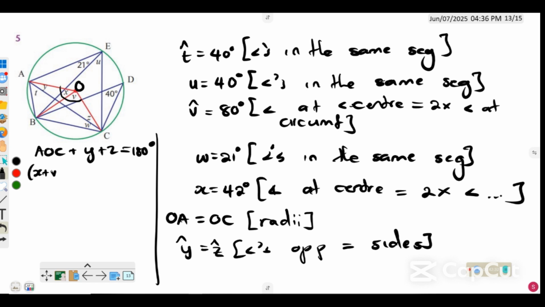But we have AOC. AOC is none other than X plus V. Remember, we found X plus V. There's V, there's X. Plus, we found Y and Z to be equal, so we can just write it as 2Y. Like that. So X and V, which is 80 plus 42, plus 2Y should give us 180 degrees. So you solve this. Find out what that is, then you're sorted.